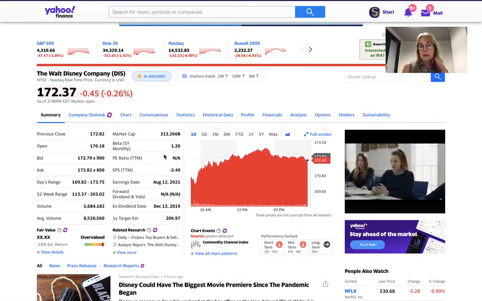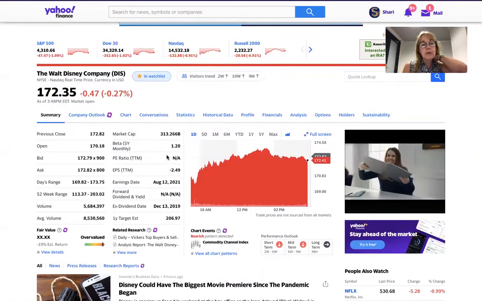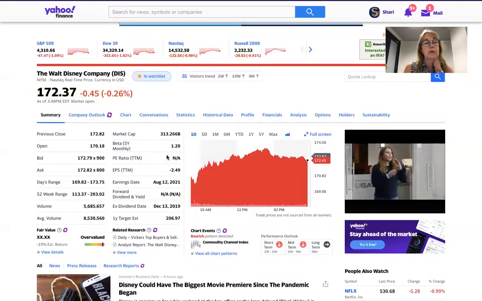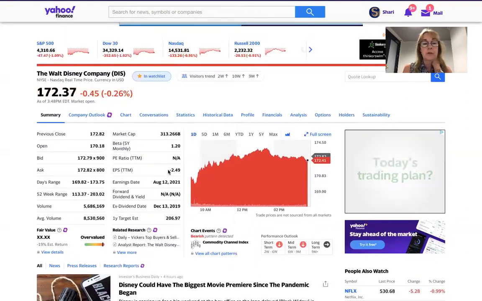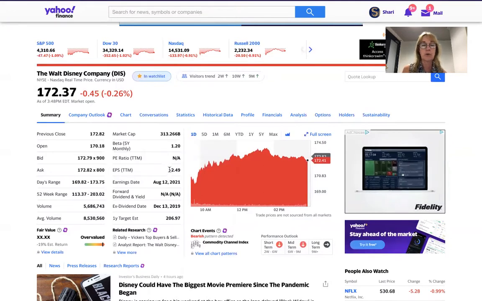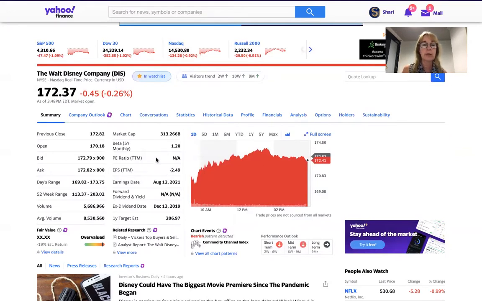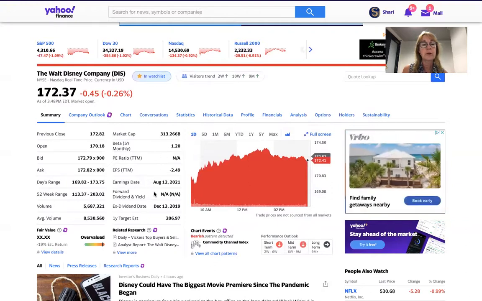This company does not have a PE ratio. Typically they don't have a PE ratio because they've lost money, so this is kind of unusual for Disney. Their earnings per share is negative. They've had a loss because of COVID, so they're not going to have a PE ratio. But anyway, their beta is 1.2. They're not paying a dividend right now.